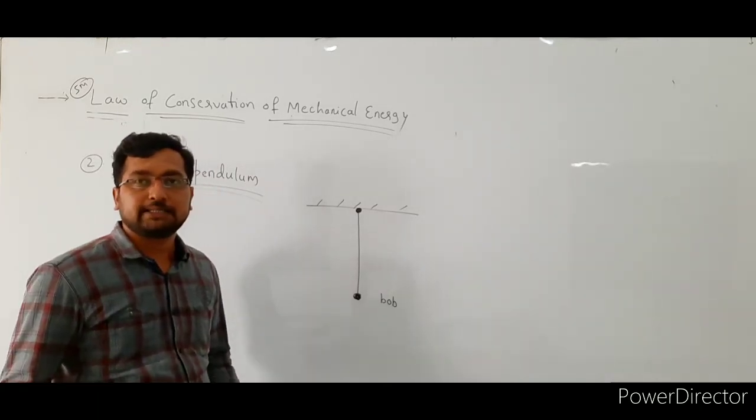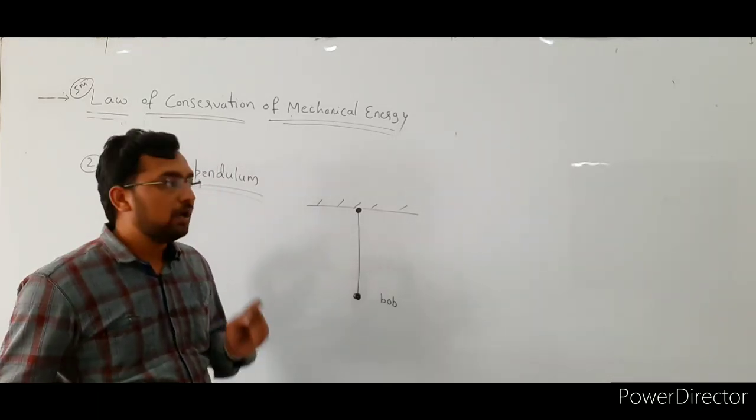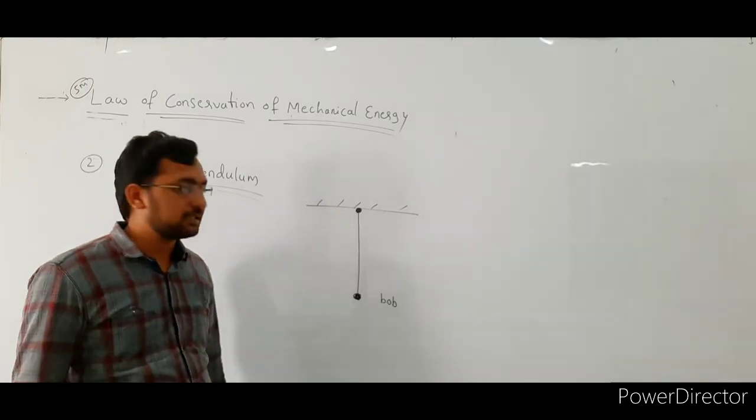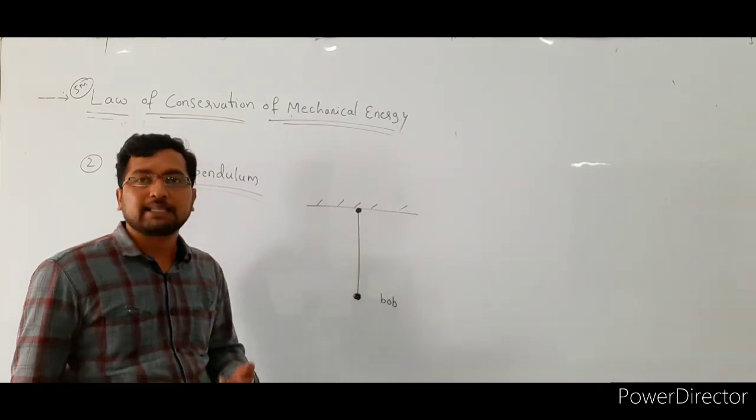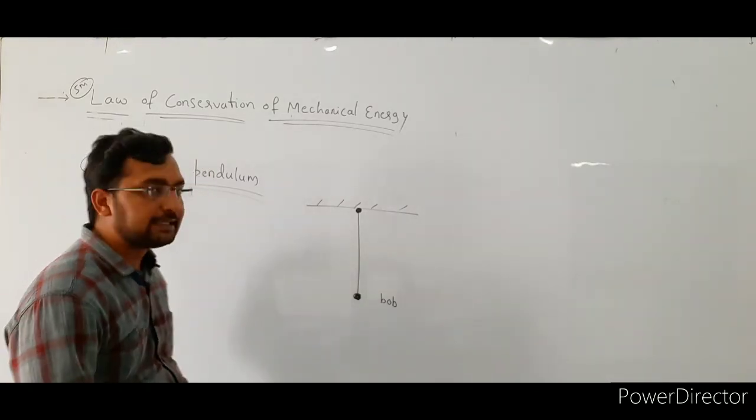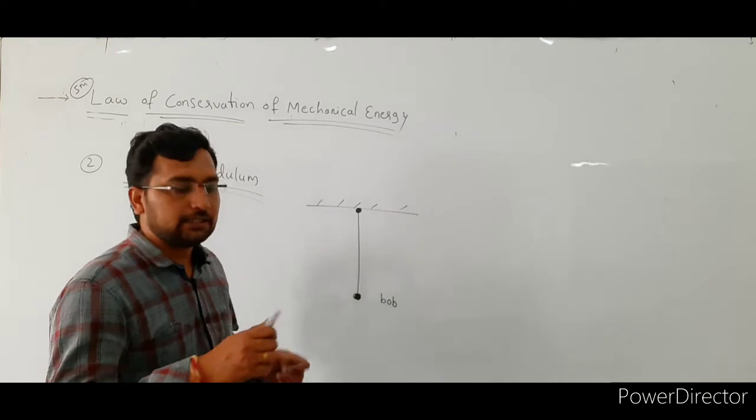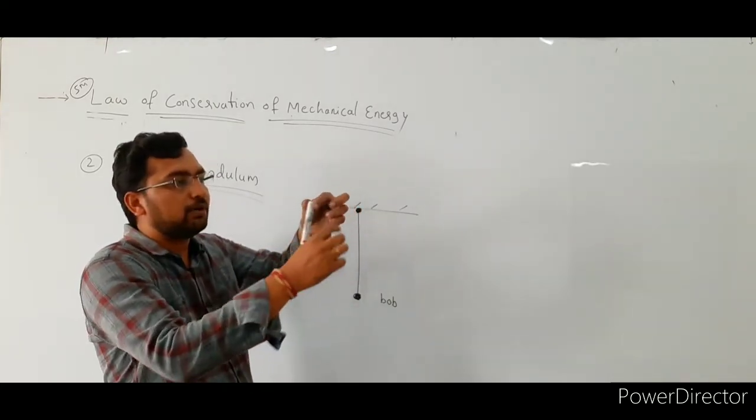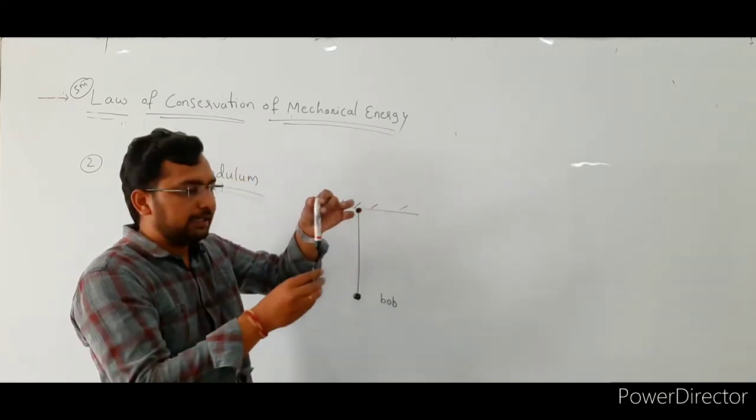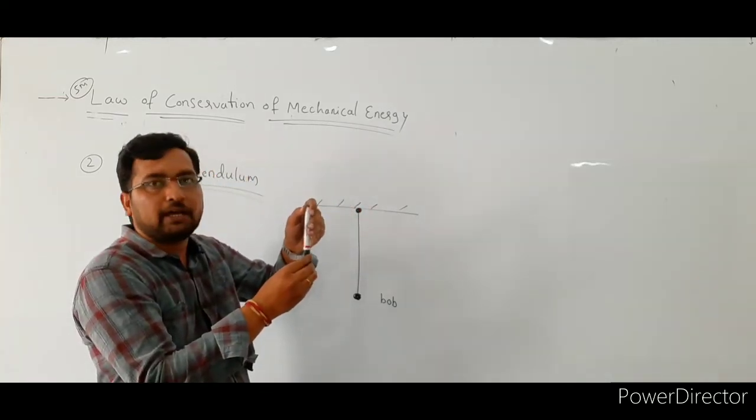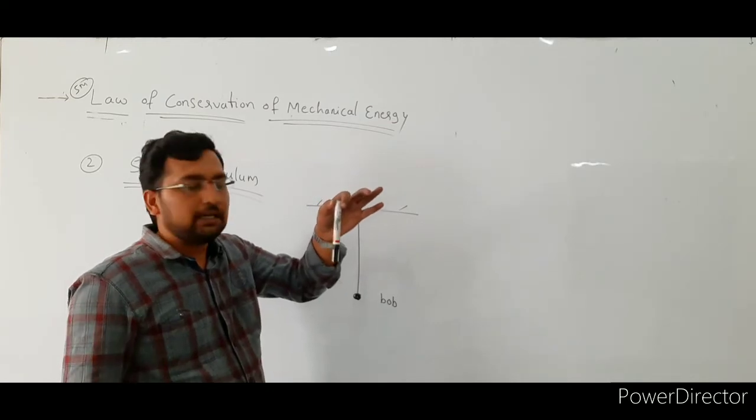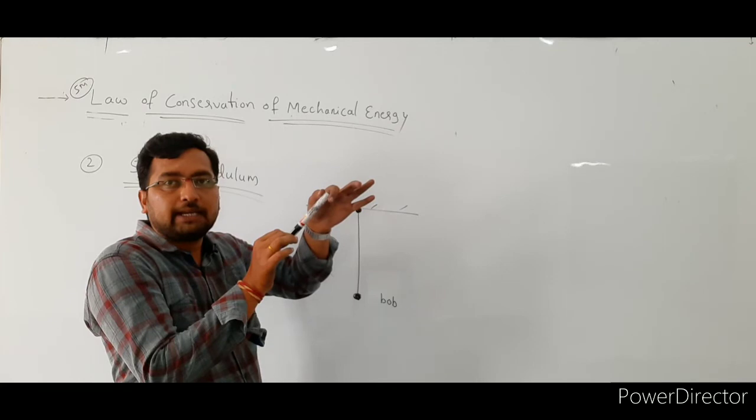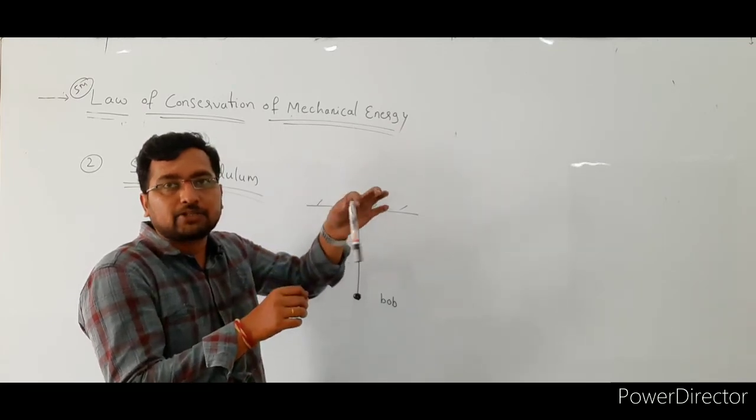In this case, we consider a string or thread. One end of the thread is connected to the rigid support. The other end of the thread is connected to the bob of mass M. So this is the string, with one end connected to the rigid support, and this is the bob attached to the other end of the string, right? Here we are giving a very small oscillation to this body. It starts oscillating in this direction, right?